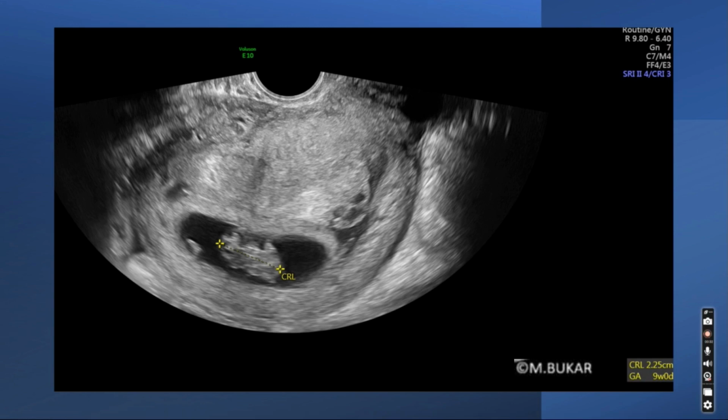By 9 weeks of gestation, the midgut elongates rapidly and herniates into the umbilical cord base and returns completely into the abdomen by 11 weeks of gestation. Therefore, the diagnosis of omphalocele should not be made before the 11th week of gestation.